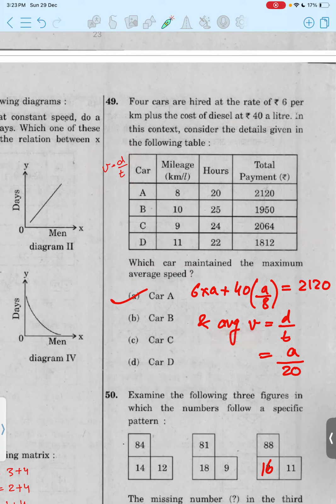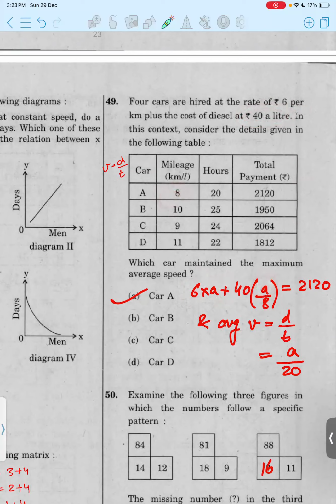The equation for car A would be 6 into A, where A is assumed to be the distance. We are given that 6 rupees per kilometer would be charged, so multiplied with the total distance, the first half is stating that. Then we'll add this, and since we are given that rupees 40 a liter would be charged, again distance upon the mileage that is there.